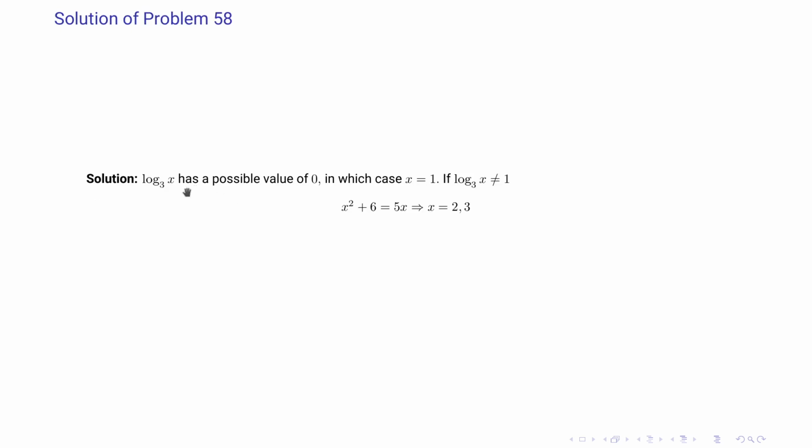Problem 58 says that solve x square plus 6 to the power log of x with base 3 is equal to 5x whole to the power log of x with base 3. So in this case log of x with base 3 has a possible value of 0. In this case x will be equal to 1. However, if log of x with base 3 is not equal to 0, then we can write x square plus 6 is equal to 5x, that is x is equal to 2 and 3.